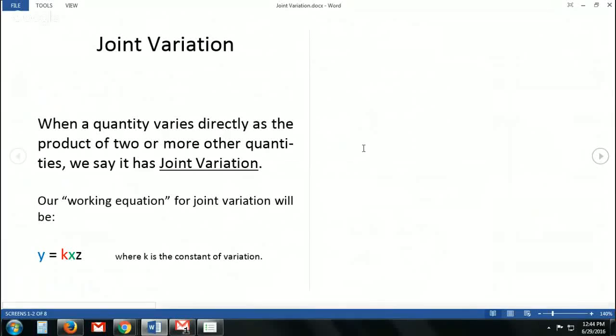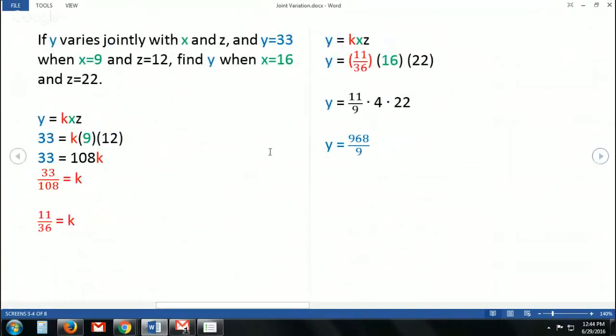Let's talk about joint variation. When a quantity varies directly as the product of two or more other quantities, we say it has joint variation. Our working equation for joint variation will be y is equal to kxz, where k is the constant of variation. Notice this time we've got two things that we're multiplying the k by in order to determine what our y is going to be. Let's look at an example of joint variation.